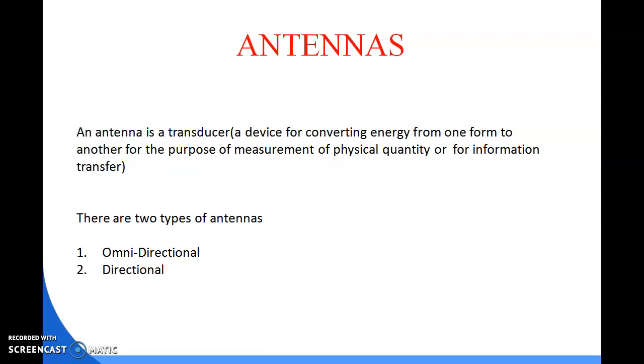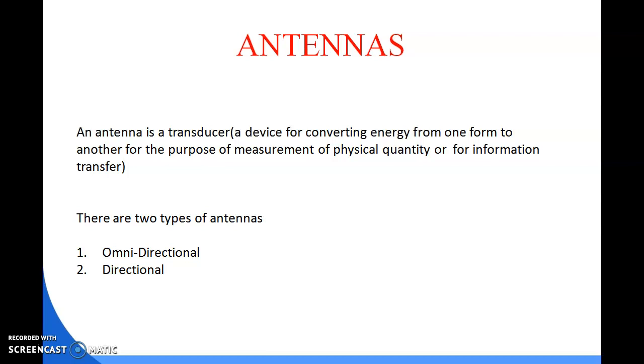They are divided into two types: omnidirectional and directional antennas. Omnidirectional radiates equally in all directions, whereas directional radiates more in one direction than the other. Right, so that is the difference. Again, an omnidirectional antenna transmits power in all directions, whereas a directional antenna concentrates most of its power in one direction. So a directional antenna has more gain.